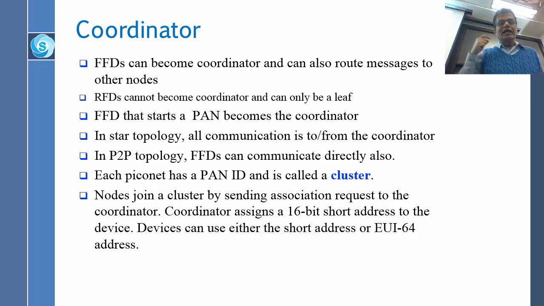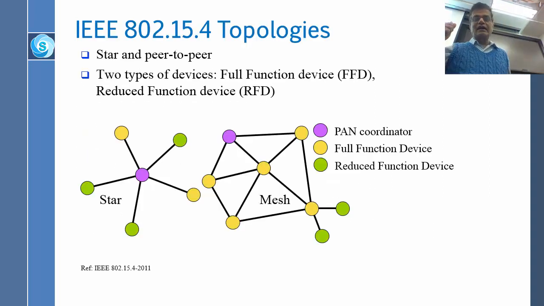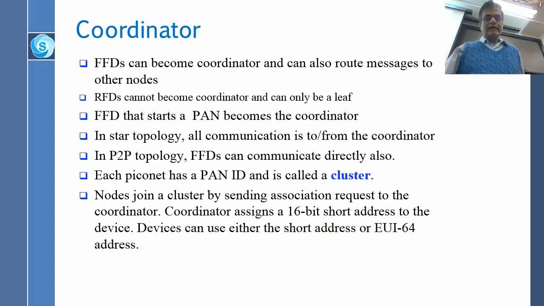That's easy. In the star topology, all communication is to and from the coordinator. So in this topology, you can see everybody is a leaf, and the leaf cannot talk to the leaf. They talk to the coordinator. In P2P topologies, FFDs can communicate directly also. So in the P2P, the communication does not have to go through the coordinator, it can just go straight. That's why it's called P2P.